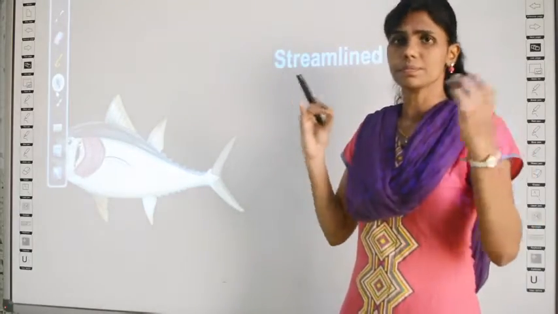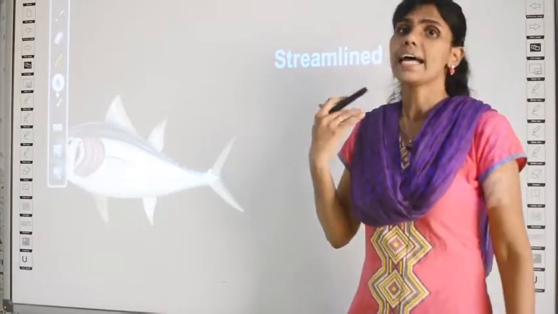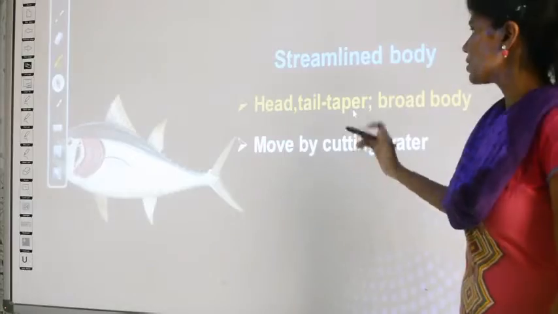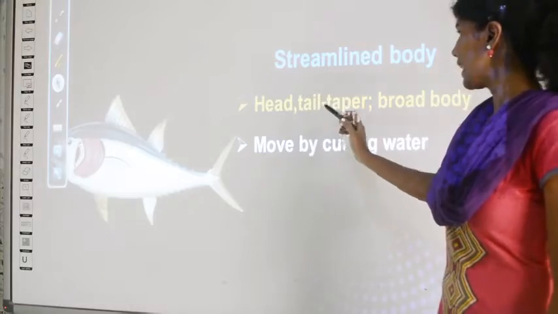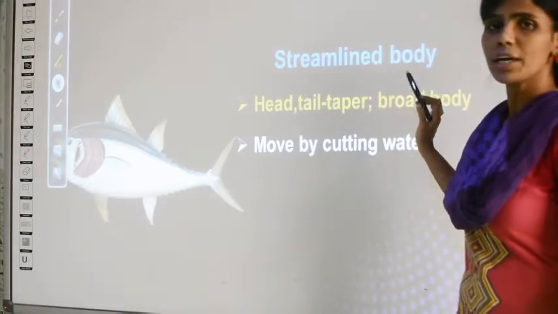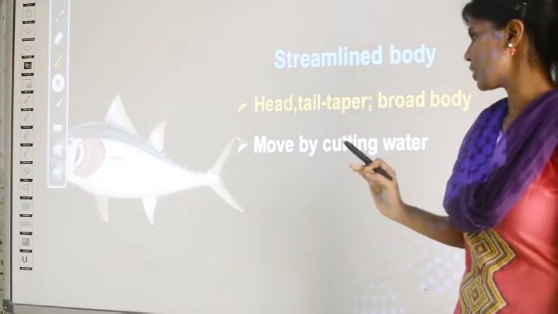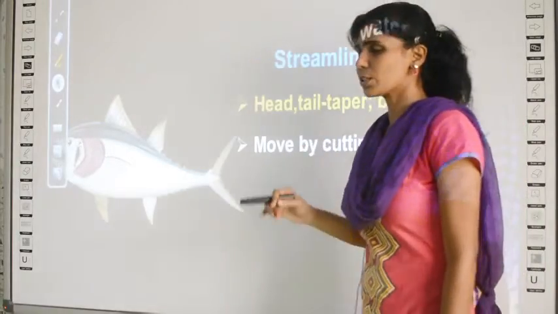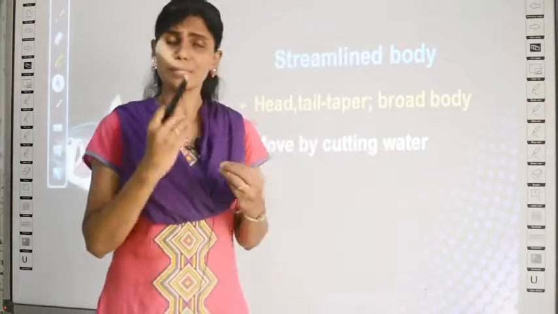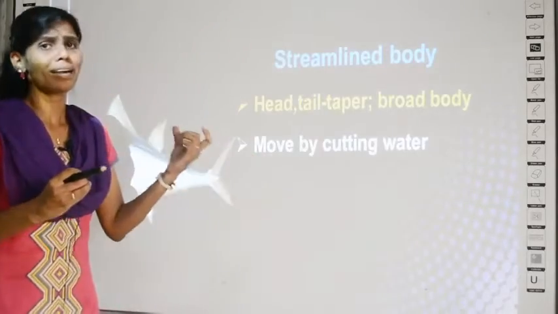It becomes narrow in the head and the tail region. So that is what is given. Head and tail have tapered ends and a broad body is present in the fishes, and this streamlined structure helps the fish to move by cutting in water.